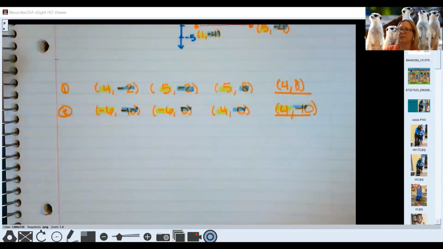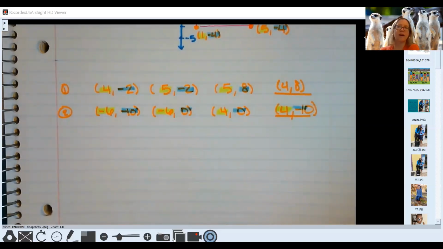All right, so I said this is going to be polygons in the coordinate plane. We really just focused on rectangles, which is mainly what you will see.